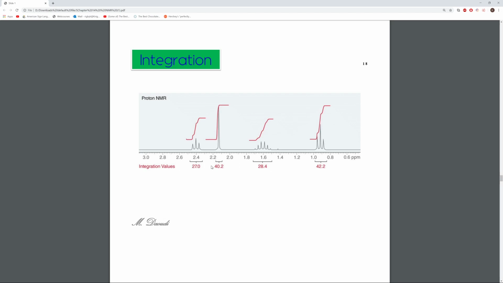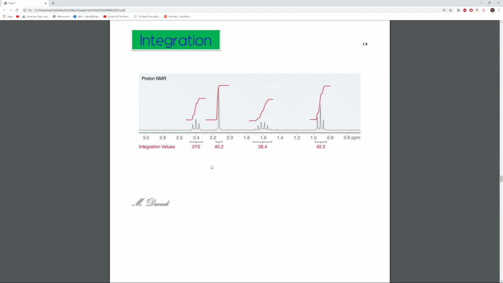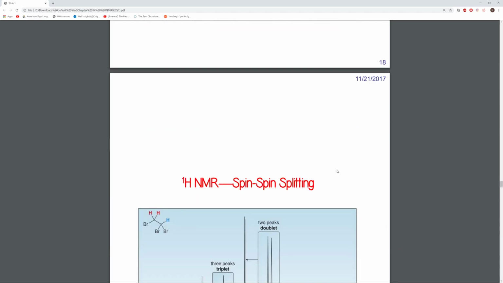So 40.2 divided by 27 is about 1.5. 28 divided by 27 is about 1, of course. And then 42.2 divided by 27 is about 1.5. So we have 1, 1.5, 1, 1.5. 1.5 isn't a whole number, and we want whole numbers to know the ratios in a little bit clearer way. So what we're going to do is multiply all of these numbers by 2.